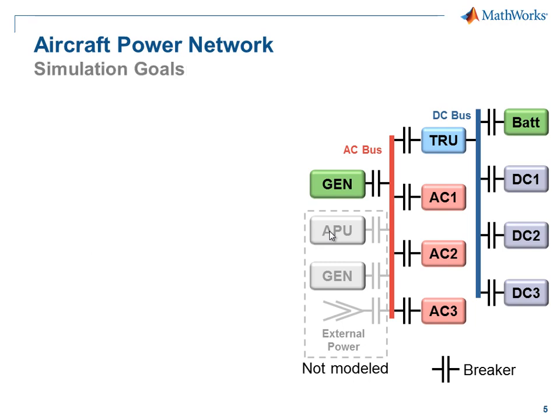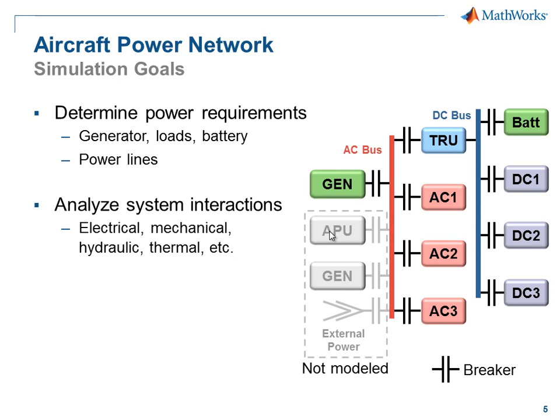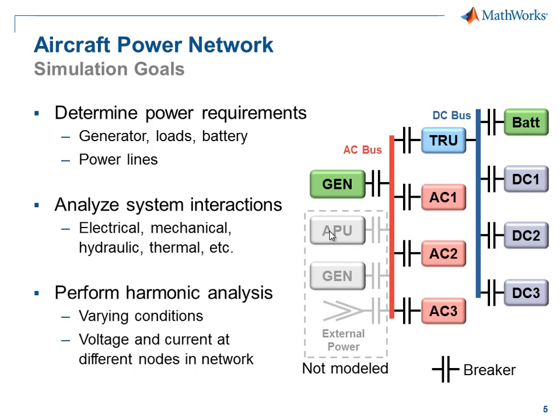The goals that we have for our simulation are to analyze this network. We'll want to determine the power requirements for the different components on the network, as well as the power lines that connect them. We'll want to analyze system interactions between the multi-domain components, including electrical, mechanical, hydraulic, and thermal effects. And at a more detailed level, we'll want to perform harmonic analysis. We'll want to analyze the power quality under varying conditions, and look at the voltage and current at different nodes in the network. This set of simulation goals can be best fulfilled with models of varying fidelity.